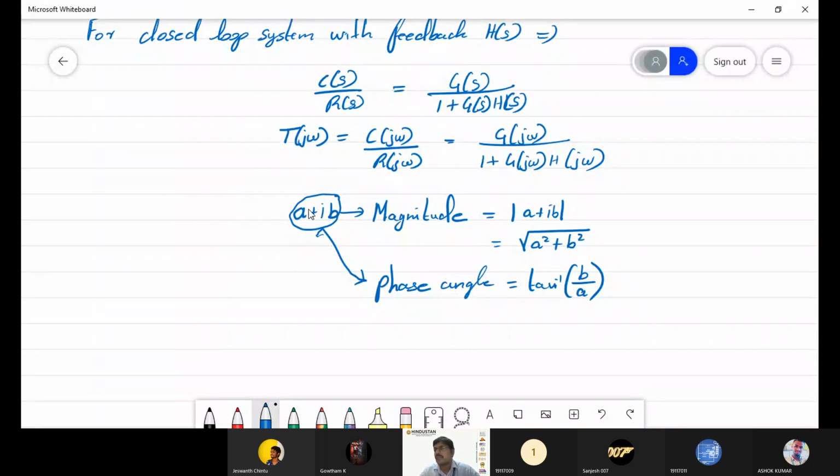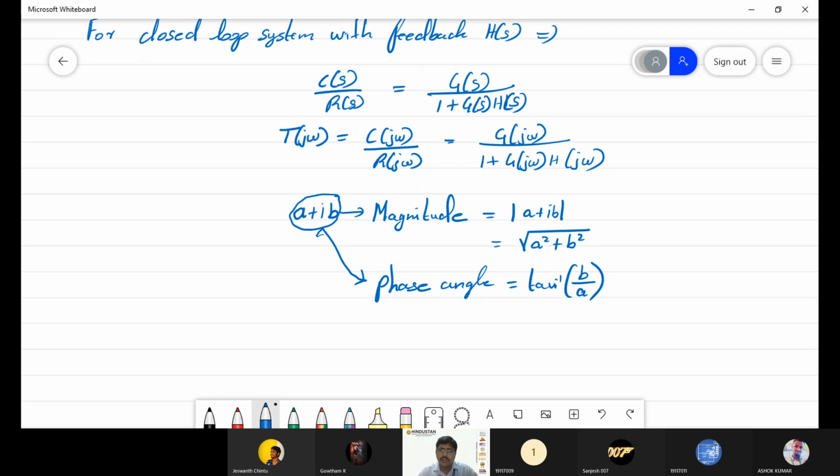You already studied that while we are taking the magnitude, you have to take the modulus. While we are taking the phase angle, you have to take tan inverse of this thing, right? Therefore, every place you can apply the same, whether it is a magnitude or a phase angle.